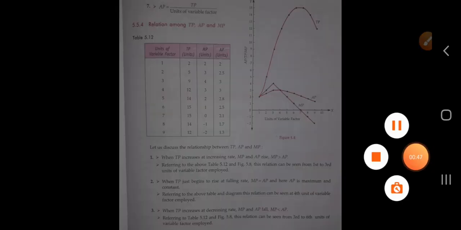So, in this, a unit of variable factor is given. The values of TP, MP and AP are given per unit. The units of the variable factor are 1, 2, 3, 4, 5, 6, 7, 8, 9. The TP is 2, 5, 9, 12, 14, 15, 15, 14, 12. MP is 2, 3, 4, 3, 2, 1, 0, minus 1, minus 2.